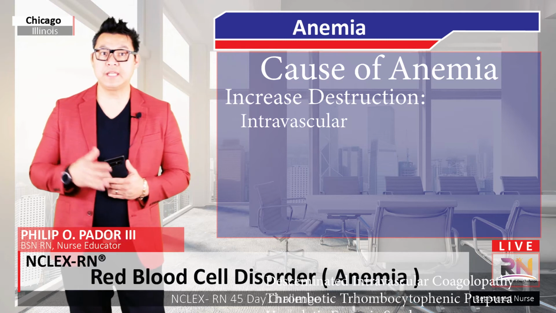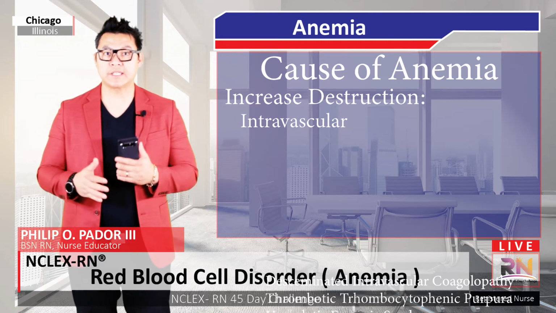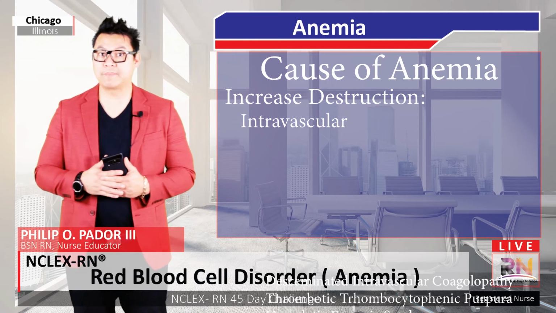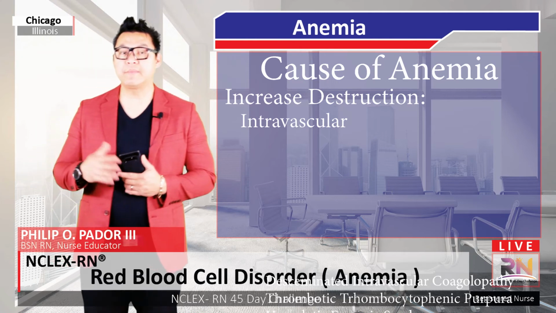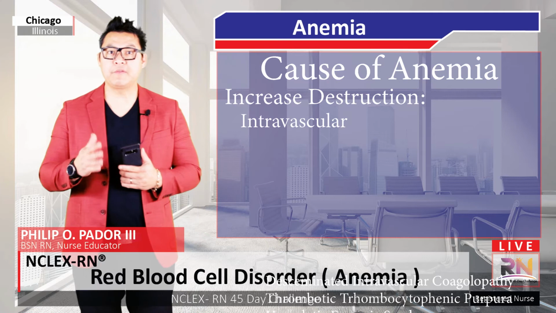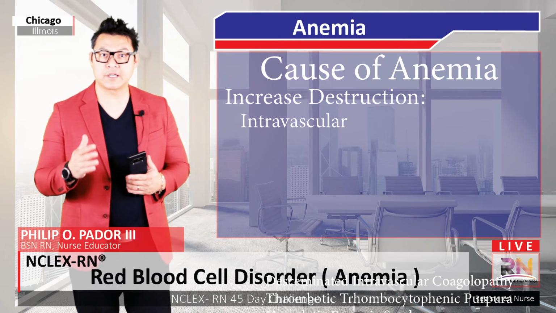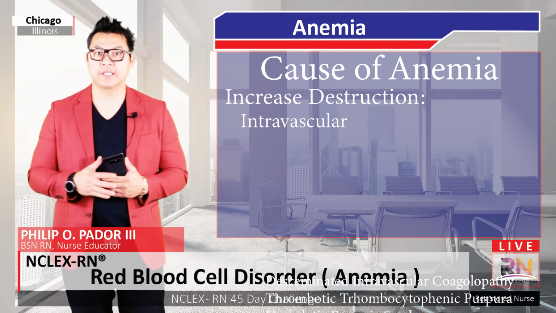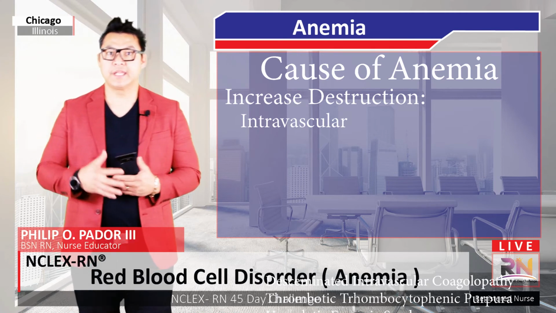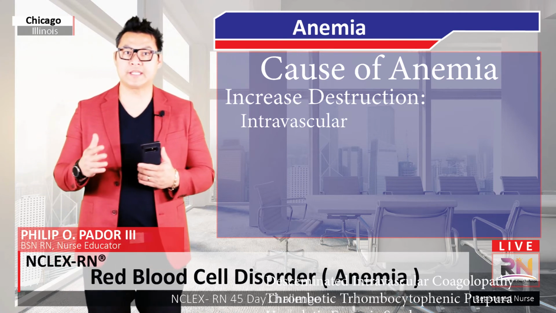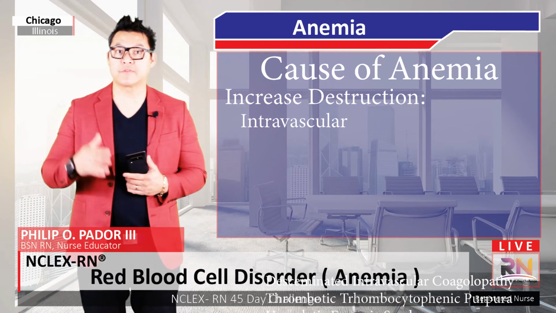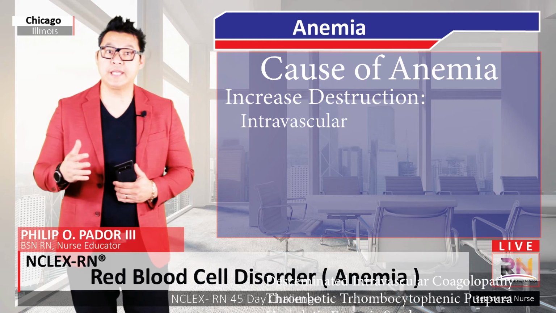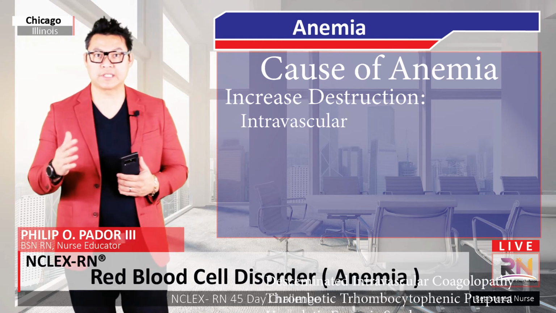Another mechanism leading to anemia is an increase in red blood cell destruction. Increased destruction of red blood cells really means hemolysis. And this can be further divided into intravascular hemolysis, which means destruction of the red blood cells in the vasculature, and extravascular hemolysis, which means destruction of the red blood cells outside the vasculature, typically in the reticuloendothelial system we talked about.